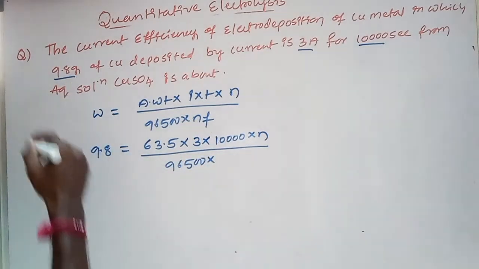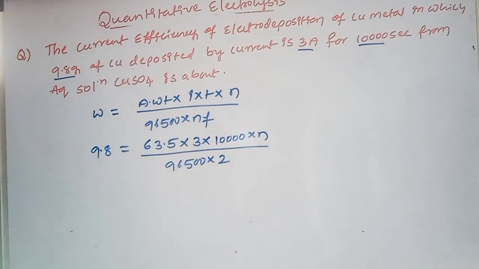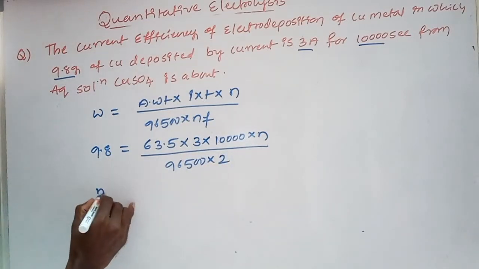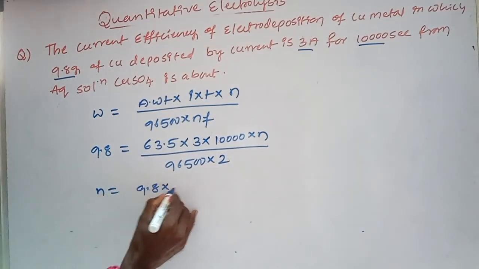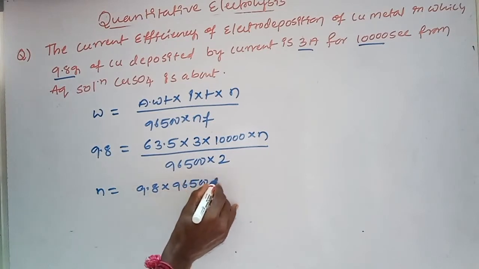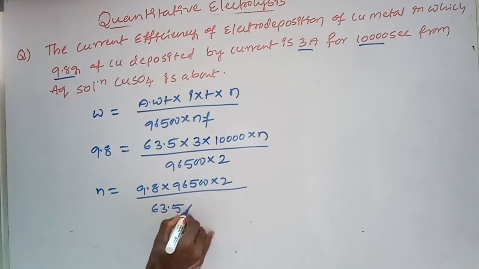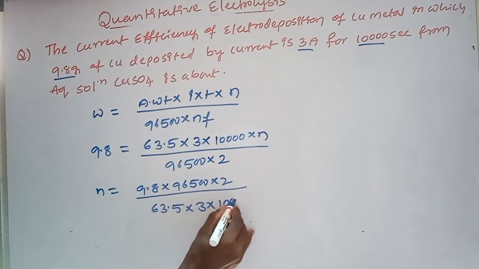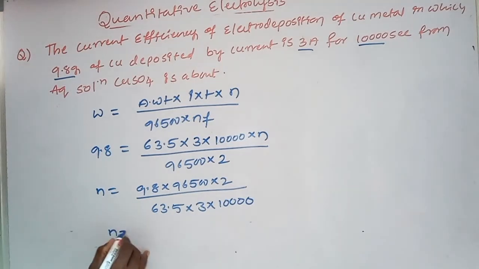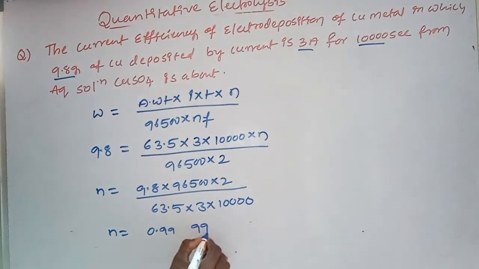So what is the n factor? Copper sulfate solution means copper n factor is 2. Then n equals 9.8 into 96,500 into 2 by 63.5 into 3 into 10,000. From that we will get n equals 0.99. Then what is the percentage? 99%.